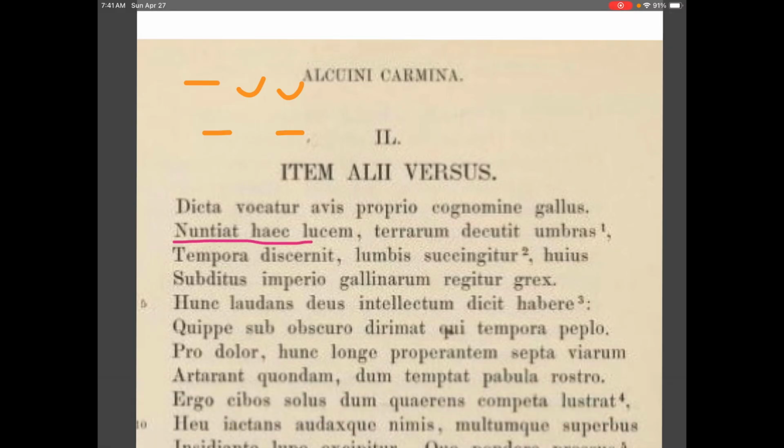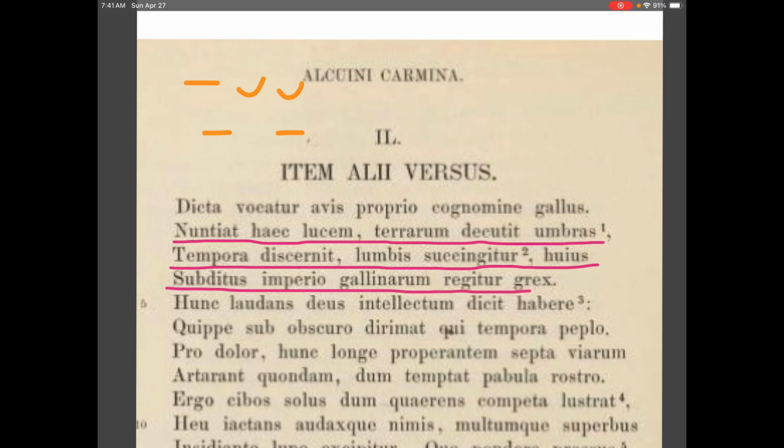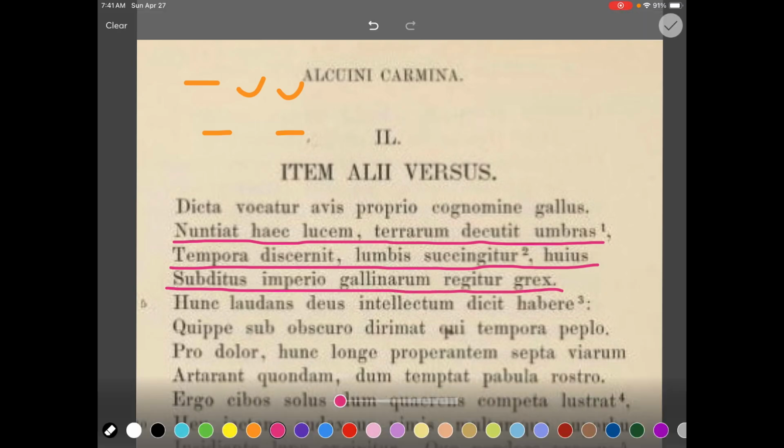Nuntiat haec lucem, terrarum decutit umbras, tempora discernit, lumbis succingitur huius, subditus imperio gallinarum regitur grex. Probably did that one wrong. Let's go over that again.